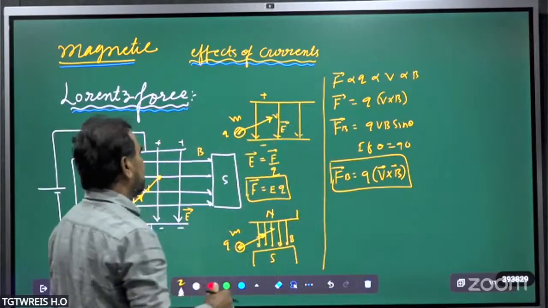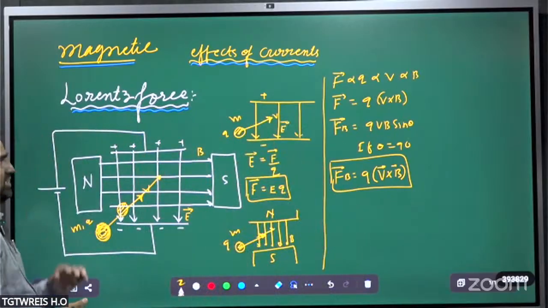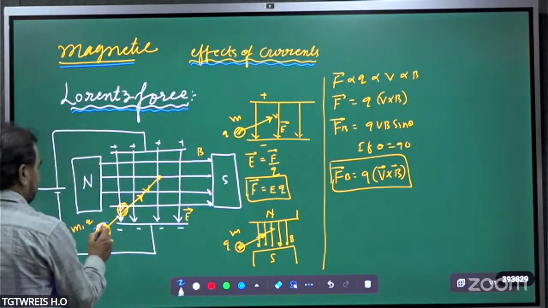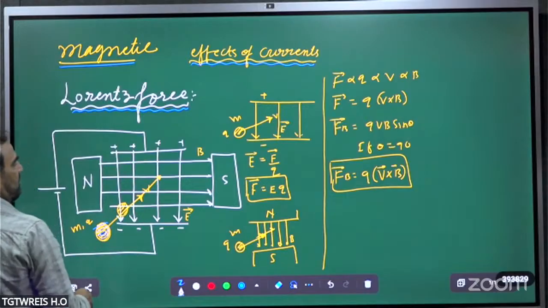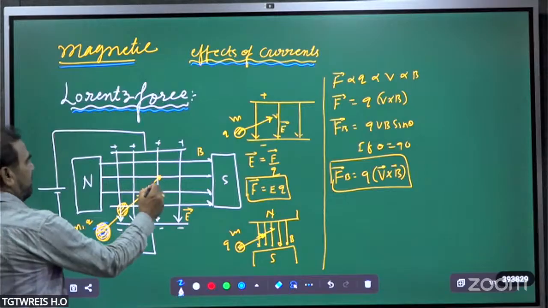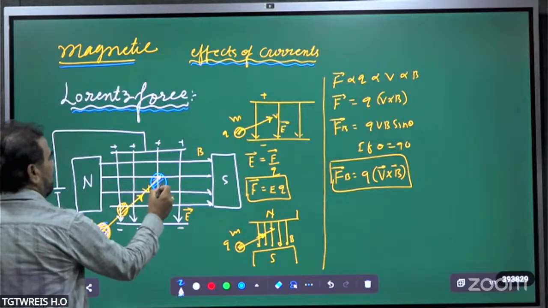So Lorentz studied these two forces and gave one statement. When the charged particle enters across the electric and magnetic field, they act mutually perpendicular to each other. Therefore, the net force acting on the particle is given by what?